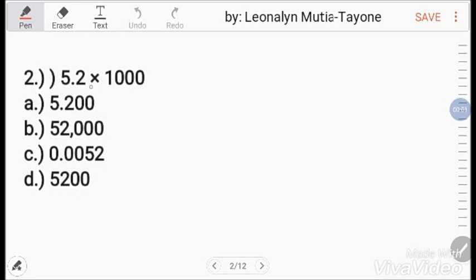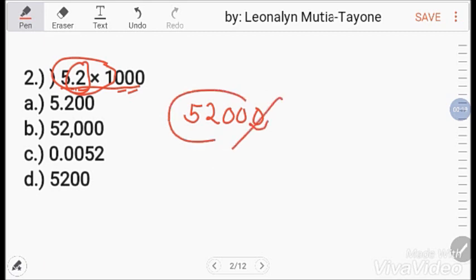Number 2, halos pareho lang siya sa number 1. 5.2 times 1,000. So, unahin natin to. Kalimutan mo muna yung decimal, and that is 52. I-add mo yung tatlong 0 na yan. Tapos, balikan mo kung nasaang place si decimal, and that is 10. So, isa lang. Cancel mo yung isa. Bali, ang answer is 5,200.